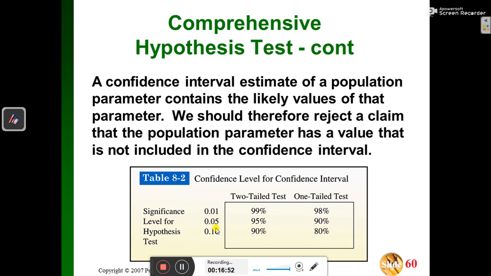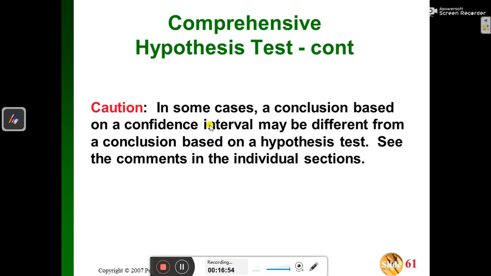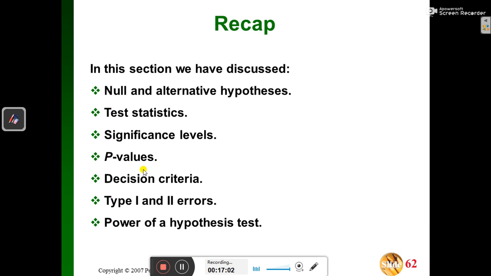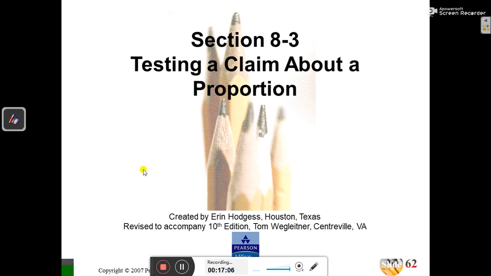In some cases, a conclusion based on a confidence interval may be different from a conclusion based on a hypothesis test. See the comments in the individual sections. So try to understand that part.